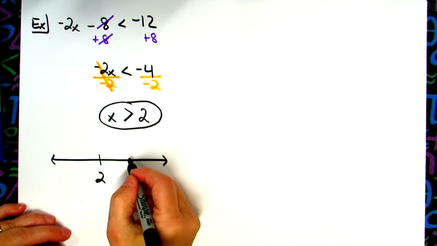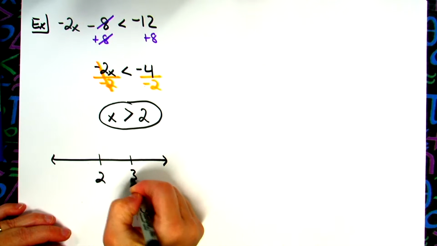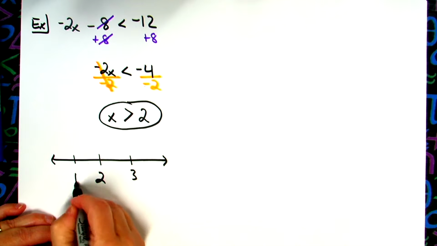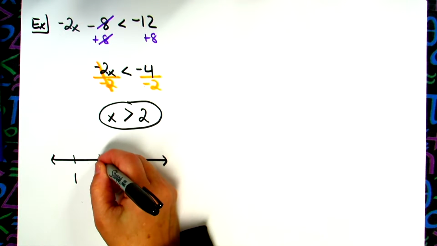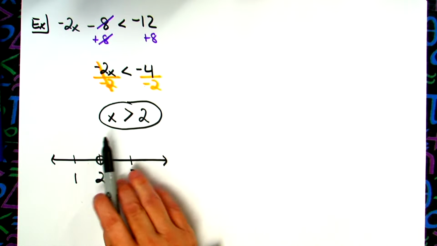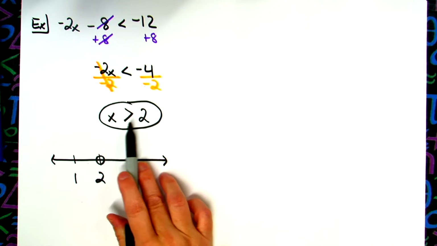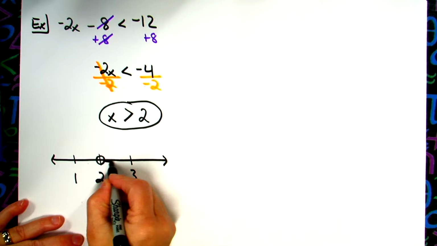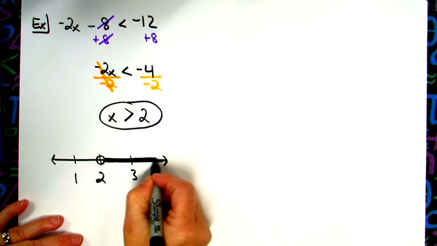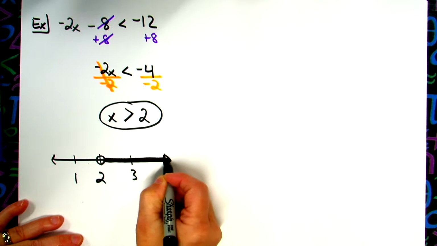What number goes on the right? 3. A 3. What number goes on the left? 1. A 1. All right, is it going to be an open dot or closed dot on my 2? Open dot. All right, now this says x is greater than 2. Where are the numbers that are bigger? 3, 4, 5, 6, 7. So we're going to shade out this way. Shade right on that number line, and then fill in the arrow at the end.